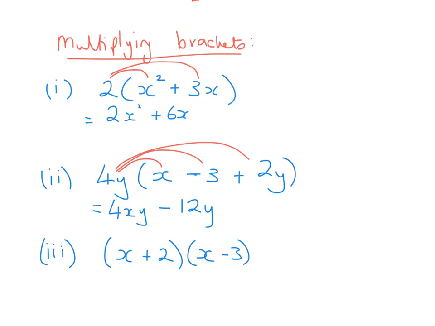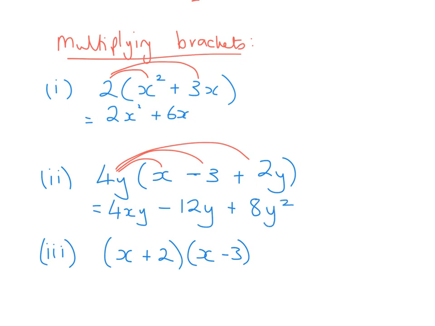Then we did the 3 by the 4, which gives me 12, and then the y by nothing else, so it just stays as y. And finally we have 4y multiplied by 2y. So we'll do the numbers first. So we do plus 4 by plus 2, which gives me 8, and y multiplied by y gives me y squared.